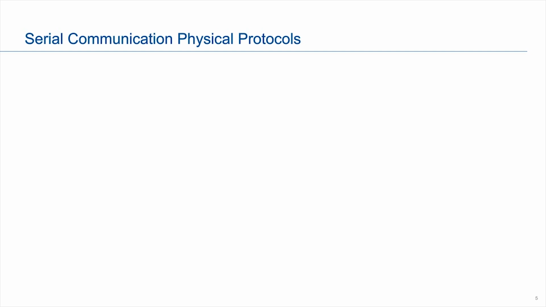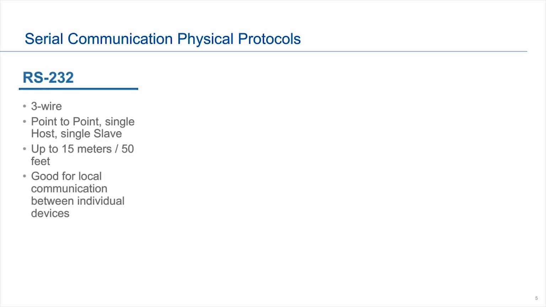So let's have a look at the physical protocols. This is actually the physical wires, the actual physical connections that we use for serial communication. The first one we'll talk about will be RS-232. Now this is a 3-wire protocol. It's point-to-point, which means that it's only a single host and a single slave. This is not multi-dropped. You can't have multiple GCs on an RS-232 link. It's just 1 slave and 1 host, so it's a point-to-point communication.